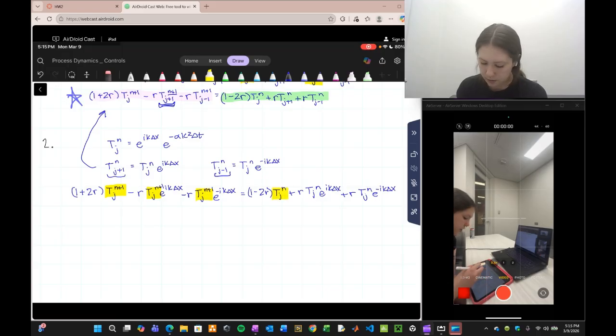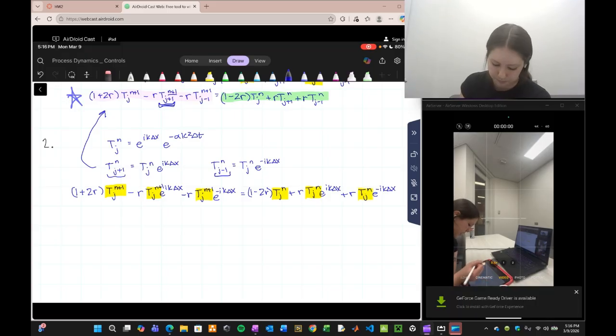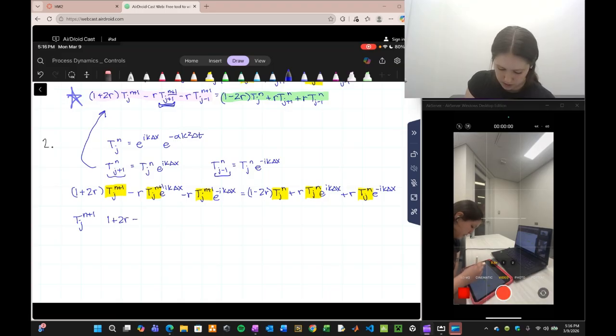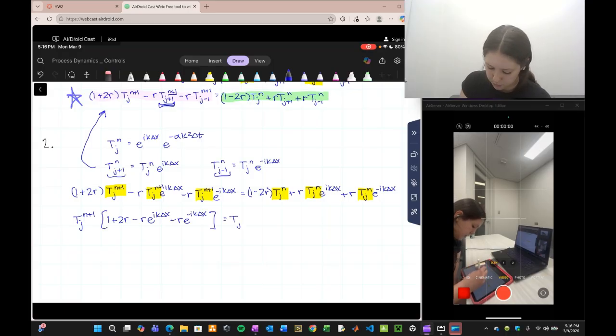And then on the other side, we have common terms of T sub j at time n. So we can rewrite this as T j at n plus 1 will equal 1 plus 2r minus r times e to the i k delta x minus r times e to the negative i k delta x, and then on this side it will be T sub j of n times 1 minus 2r plus r e to the i k delta x plus r e to the negative i k delta x.